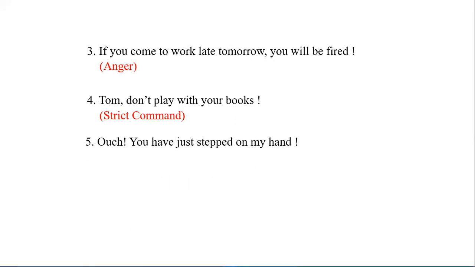Number five, ouch! For this sort of word, we should use an exclamation mark. You have just stepped on my hand! I have used an exclamation mark again, because we want to express pain. And number six, wow, what a beautiful house! Of course we are using it on both sides. We have used an exclamation mark here for expressing amazement.